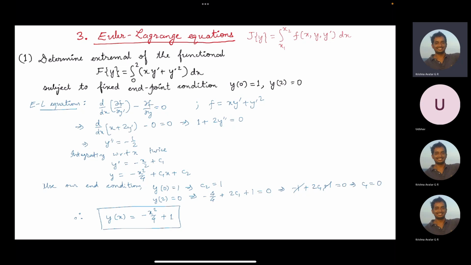The EL equations, the Euler equations, give us that d by dx of del f by del y prime minus del f by del y is equal to 0.